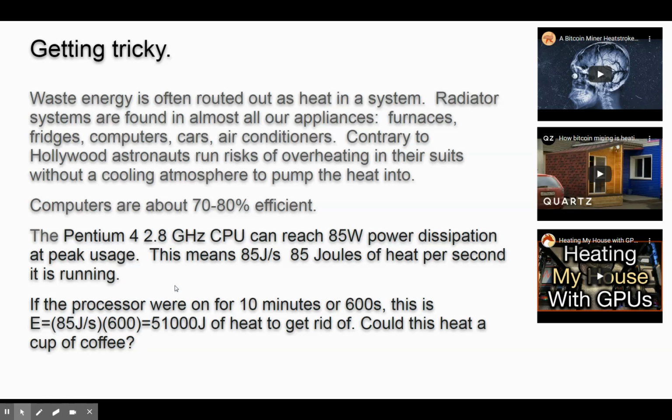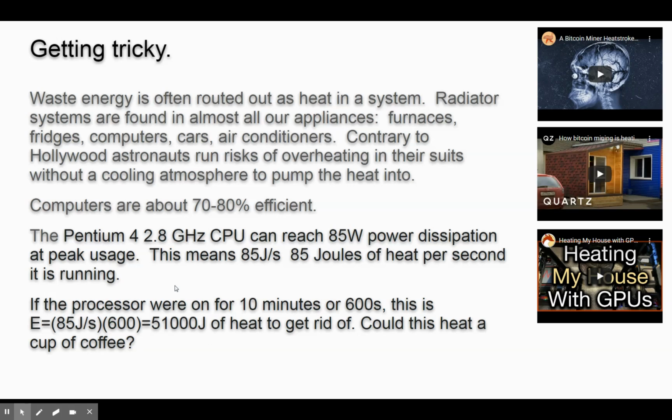So they are running about 70 to 80% efficient. Electrical devices are fairly efficient. Compare that to 30% for a car. But it still means the computer is vomiting out about 30% of its energy as heat. A Pentium 4 2.8 gigahertz CPU can reach 85 watts power dissipation at peak usage. This means it's trying to stuff out of it 85 joules every second as heat to get it out of that processor.